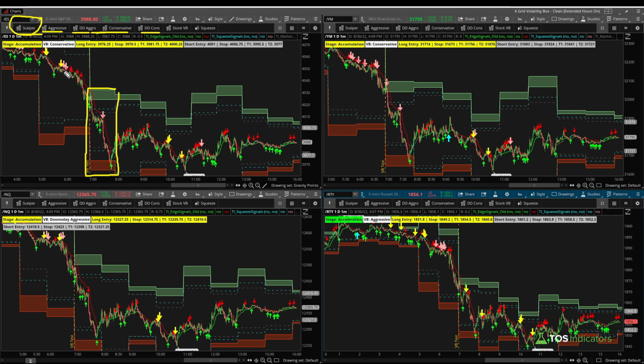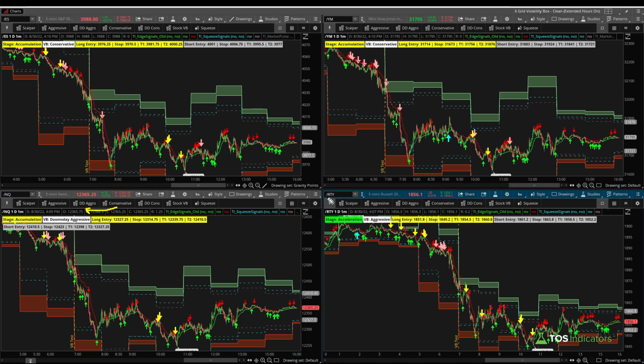So in today's case, the S&P was on its conservative volatility box models. The Dow followed suit with the S&P, also on its conservative volatility models. If you take a look in the S&P and the Dow, they've broken outside of the scalper, the aggressive, and the doomsday aggressive, meaning there's a decent amount of volatility in both of these markets. Now the Nasdaq was a slightly different story. The Nasdaq was on its doomsday aggressive models, which is one below the aggressive. So in comparison to the S&P and the Dow, the Nasdaq today had the least volatility.